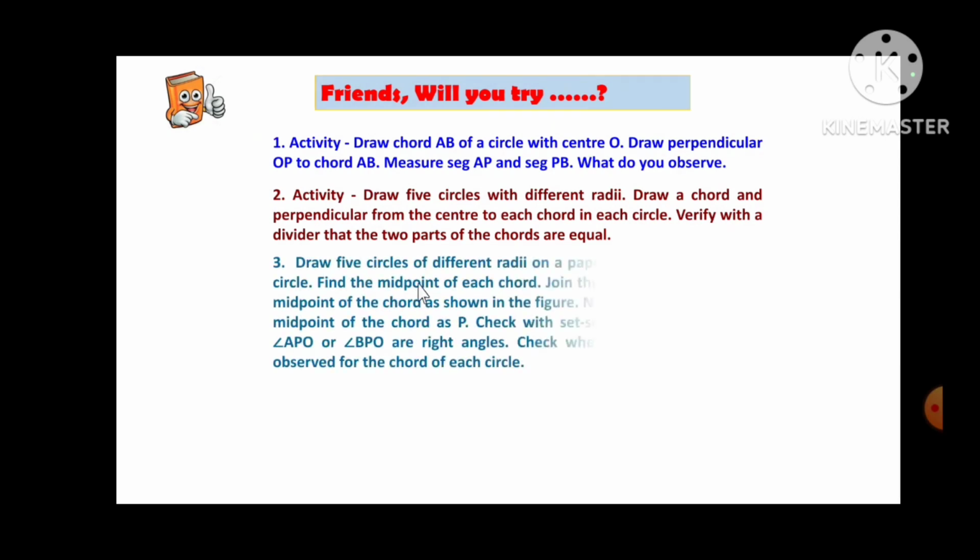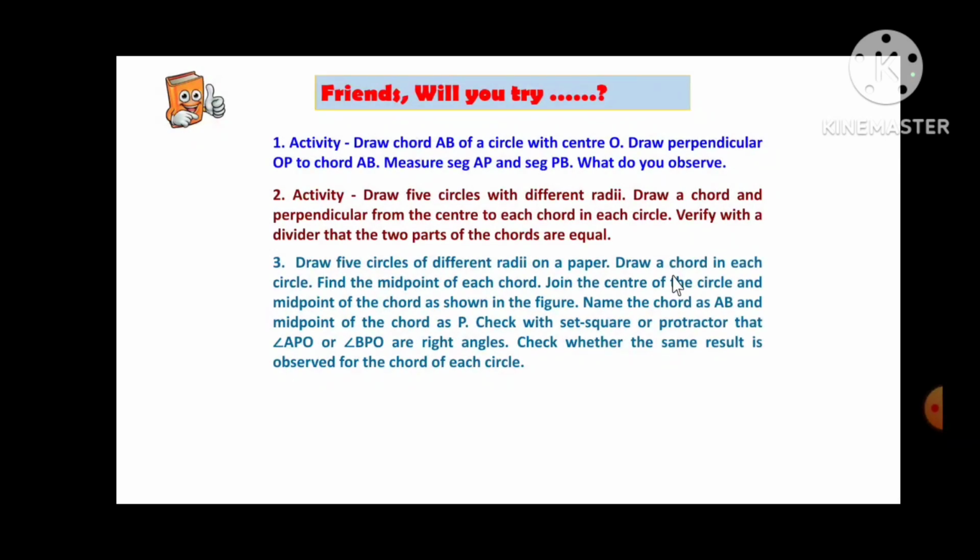Third activity. Draw 5 circles of different radii on a paper. Draw a chord in each circle. Find the midpoint of each chord. Join the center of the circle and the midpoint of the chord as shown in the figure. Name the chord as AB and midpoint of this chord as P. Check with the set square or protractor that angle APO and angle BPO are right angles. Check whether the same result is observed for the chord of each circle.